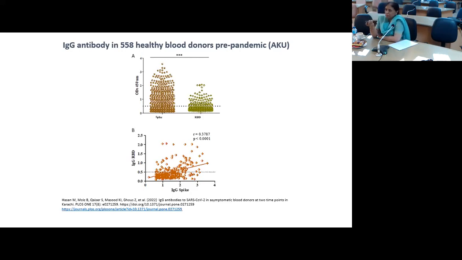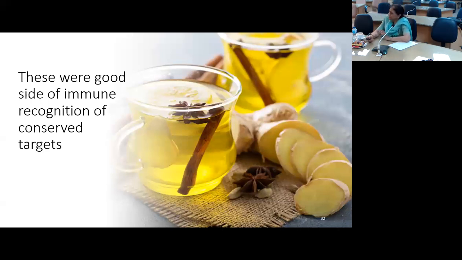But there was work by one of my colleagues, Dr. Zara Hassan, in pre-pandemic blood donors, healthy blood donors, but pre-pandemic. And her numbers were huge, more than 500. And what she showed in her study was this distribution of antibody. Even if you use the baseline cutoff as 0.5, there are still a lot of positive individuals. So that small study was representative. There are antibodies to RBD. And again, this is something that has now been established quite a lot in a lot of other studies as well. But this was the very early study that was published from AKU. So these are the good side of immune recognition of conserved targets. How do we use this information?